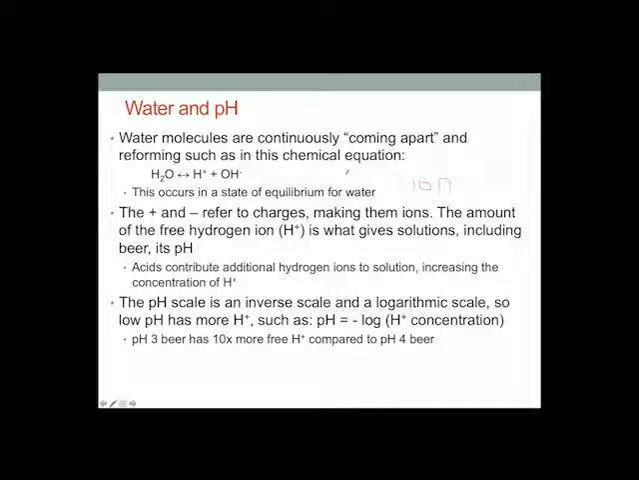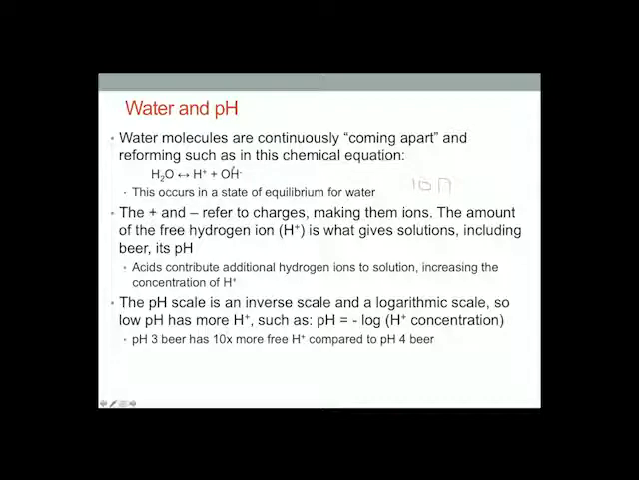The hydroxyl ion is formed because the oxygen essentially pulls an electron from the hydrogen, and so this unit, this package, the OH, has one more electron than it has protons, and so that's why it's given a negative charge.